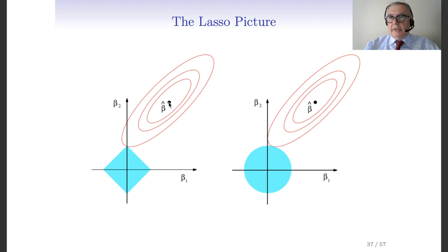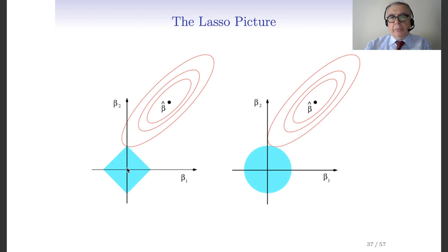which is at the bottom of the cap. But now we want to minimize the level of this cap. We want to be as low as possible in this cap while complying with the budget constraint. These regions are the regions where the budget is satisfied for the Lasso and for ridge regression. Because if you consider the sum of the absolute values, which is the budget that you are using for the Lasso, when you say that the sum of the absolute values of beta 1 and beta 2 is less than S, this amounts to saying that you have to stay inside a region of this type.